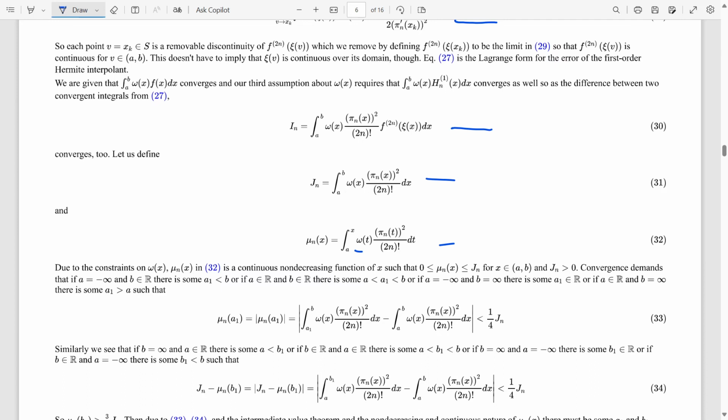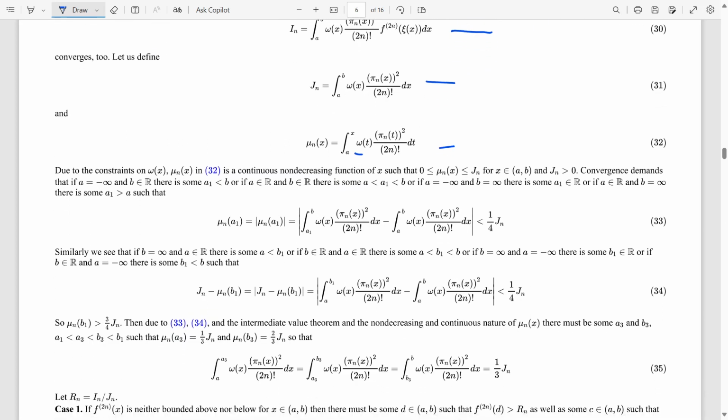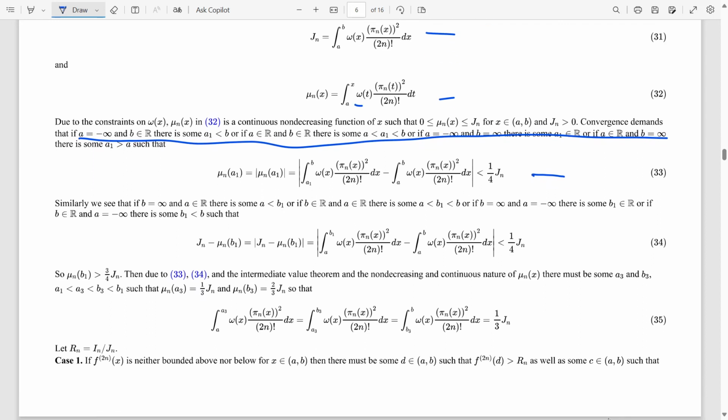And it's increasing because the integrand is non-negative. Well, non-decreasing, actually. Whether the interval of integration is bounded or not, so that's like the 4 cases I outlined here. There is a suitable A1 such that this holds by the definition of a limit. Similarly, there is a suitable B1 such that this holds.